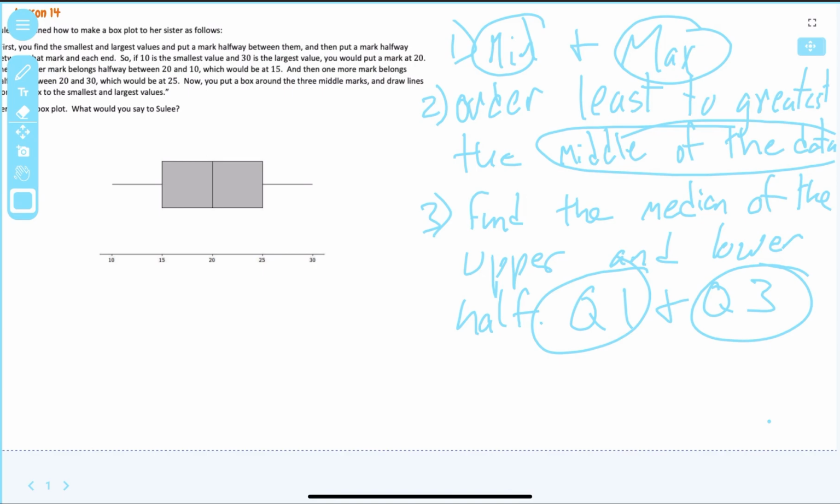Now there's one more that we can find with this information, and what is it? What's the other thing that we can find with this information? Correct, the IQR. What is the IQR? Not the sum. Q3 minus Q1, the difference, gives you the IQR range. That's it. Now, I think that's it for this lesson.